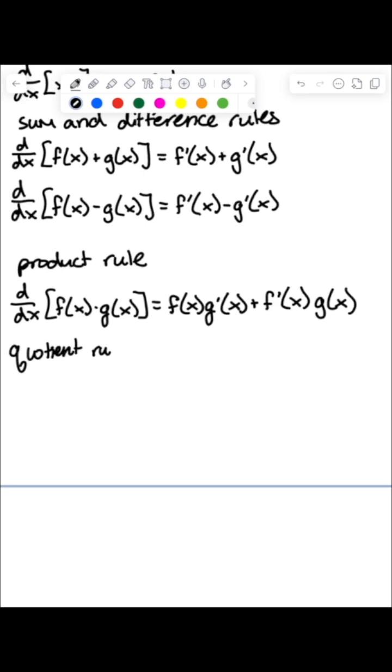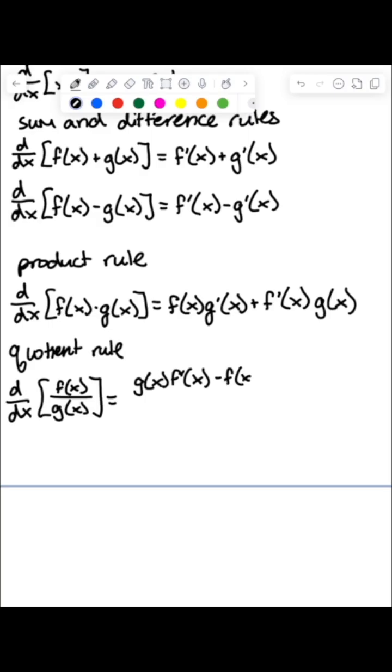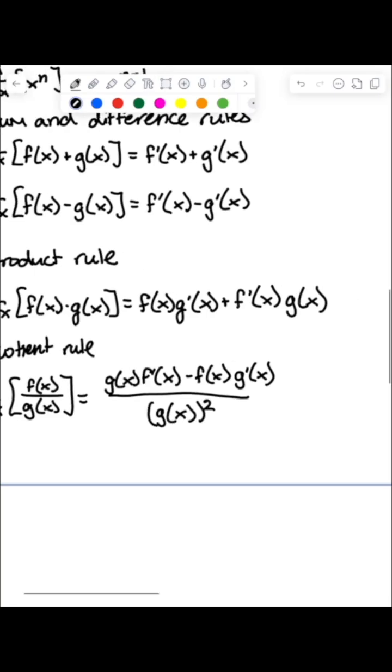On the other hand, when functions are divided, we use the quotient rule. The derivative of a quotient is the bottom times the derivative of the top minus the top times the derivative of the bottom, all over the bottom squared. A cool trick I use to memorize this one is "low d high minus high d low over low low," where in this case f of x would be the high on the top and g of x, the denominator, is on the bottom as low.